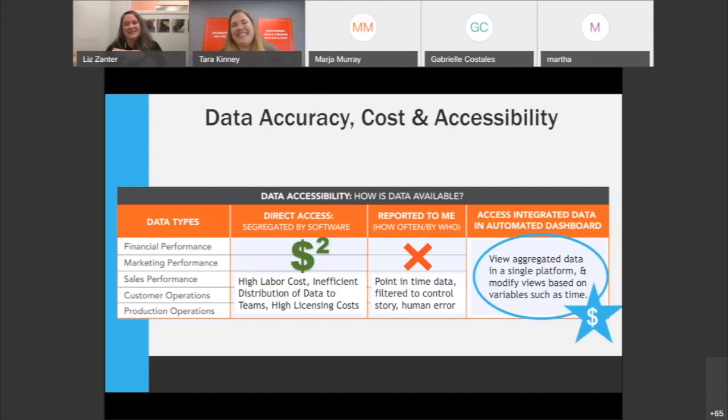So this final segment here, we're looking at access to integrated data on an automated dashboard. That's a tool where you're going to see all that aggregated data in one place. You're going to be able to use those variation metrics that we talked about before to see all those different filters and get that information as quickly as possible. And also lose that whole point-in-time limitation by possibly having time variables in there, or it's set up to be as near real time as it possibly can be.